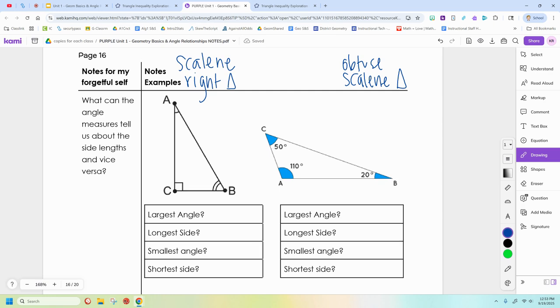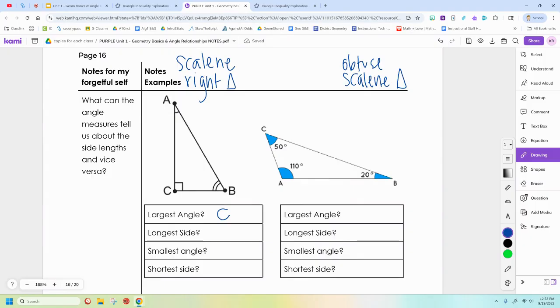So, folks, in this picture, we're going to focus on the right triangle first. What's the largest angle? A, B, or C? C. What kind of angle is angle C? Right, it's a right angle. Now, what's the longest side? Can you tell visually what the longest side is in this triangle? It's the diagonal one.